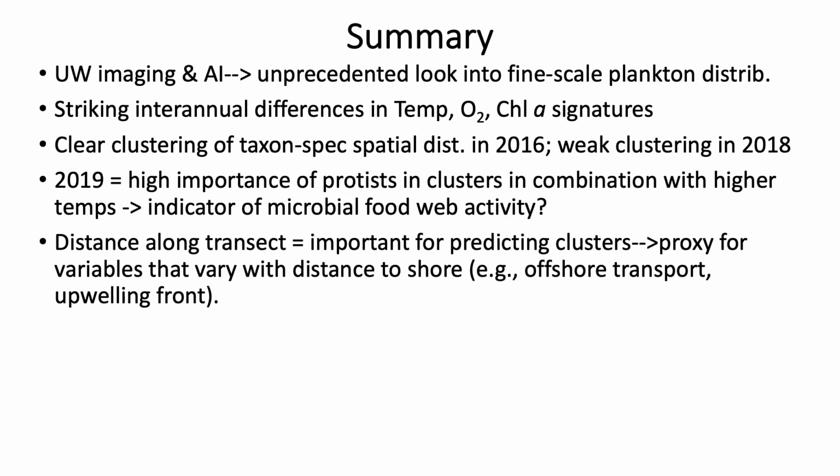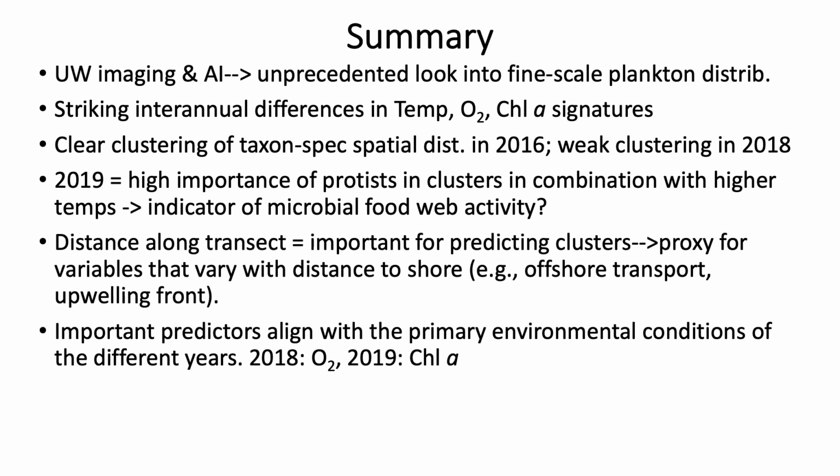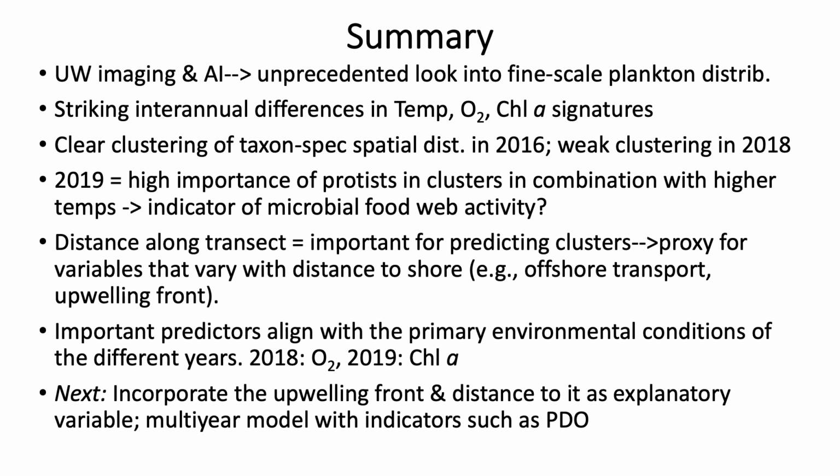Distance along the transect was important for predicting clusters. This is interesting because it is likely a proxy for other variables that vary with distance to shore, for instance offshore transport and the upwelling front. Important predictors aligned with the primary environmental conditions of the 3 years: in 2018, O2, and in 2019, chlorophyll A. Next, we will incorporate the upwelling front and the distance to it as explanatory variables, and we will work on a multi-year model with indicators such as the PDO and the NPGO.